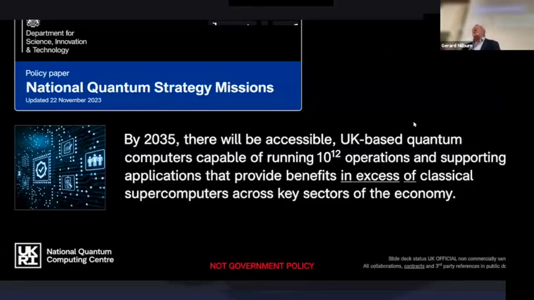But of course, we don't have to run it as a learning machine. We can run it as a straight bit sampling machine. And the UK is one of the world leaders in developing this technology. The National Quantum Strategy Mission requires that by 2035, in the UK, there will be a quantum computer capable of running 10 to the 12 operations and supporting applications that provide benefits in excess of anything that we do with a classical supercomputer. It's a bit of a stretch milestone, but I think it's very achievable. Of course, it's going to cost a lot of money, but it's going to make a lot of money for the UK economy as well. So we are well placed.